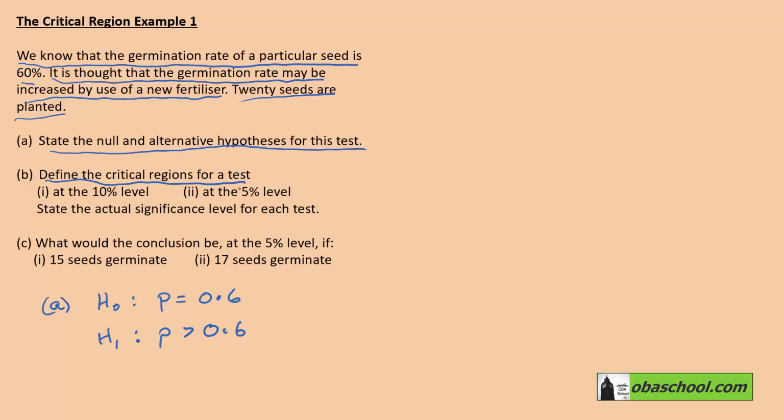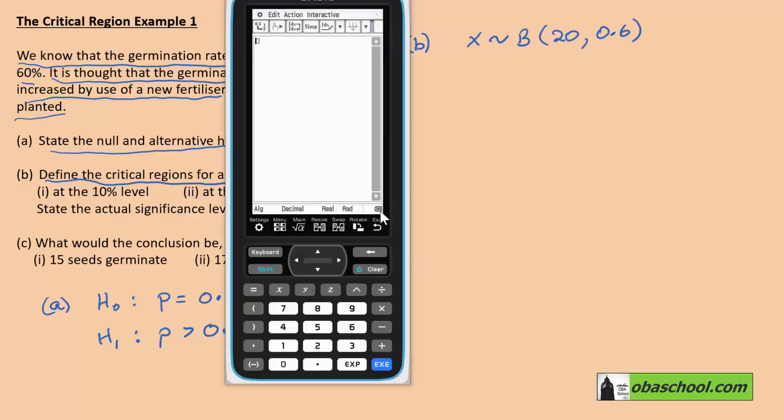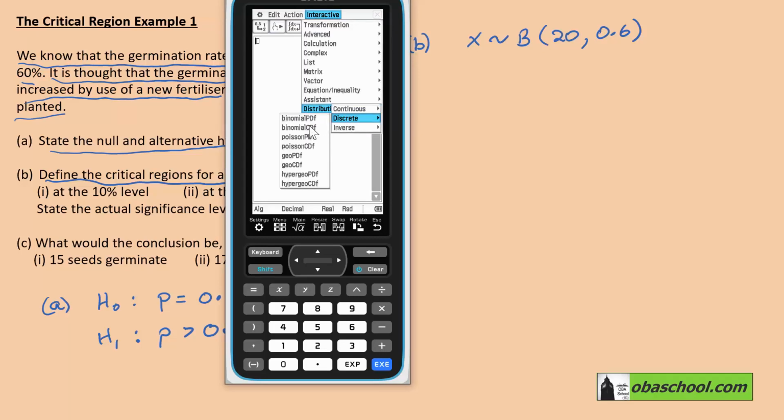We now want to define the critical regions for a test. We want to do 10% level, 5% level, and state the actual significance level. Now, we'll do it using that P is 0.6. Now, this is going to be a binomial distribution. The number of seeds that germinate is binomial with 20 trials and a probability of success of 0.6.